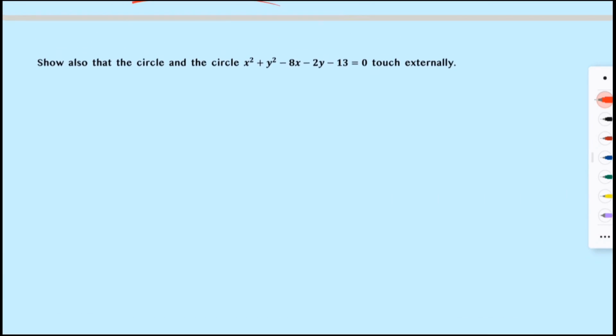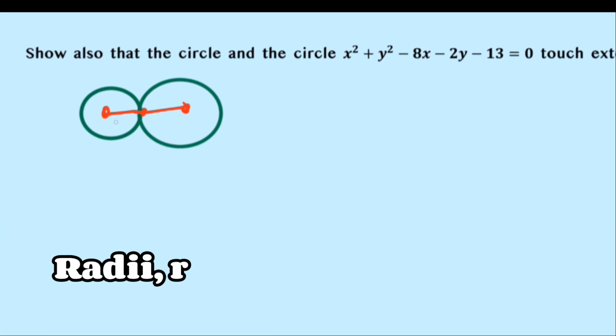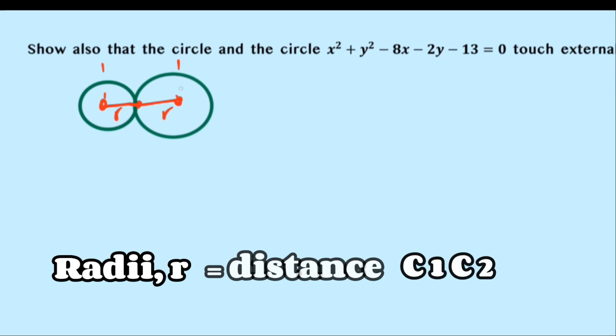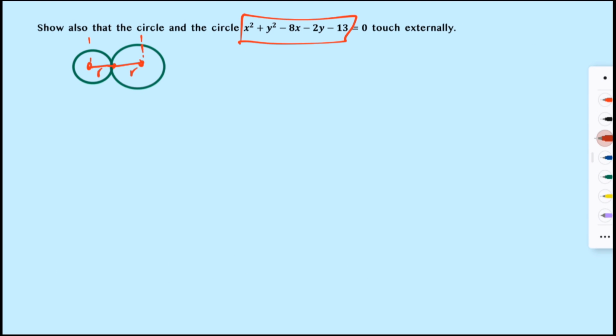Last section, show also that this particular circle and the other circle touch externally. So the condition for two circles to touch externally, let's take a look. There we go, they're touching externally. What do you notice? The radii, r plus r, should be the same as the distance between their actual centers. So we have to find the center of this circle. We're going to work out the center using the completing the square method.